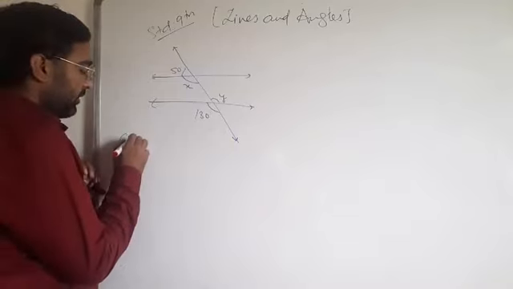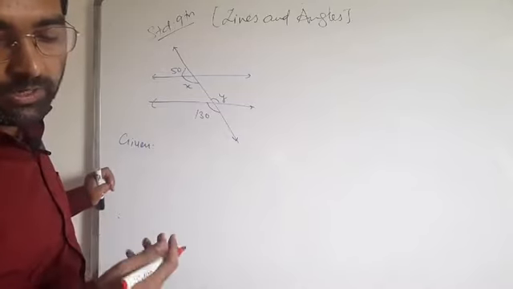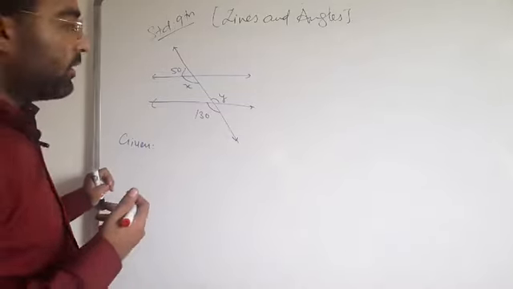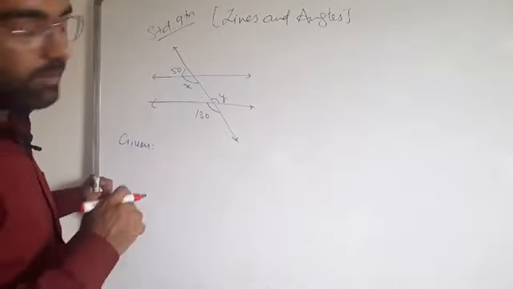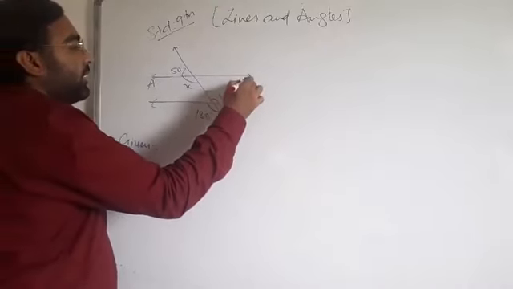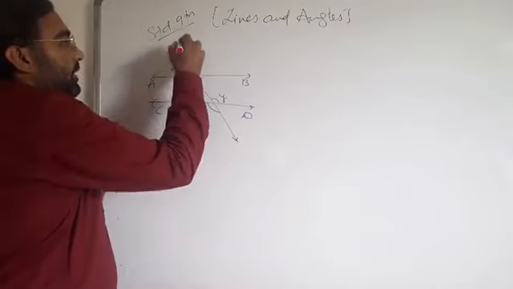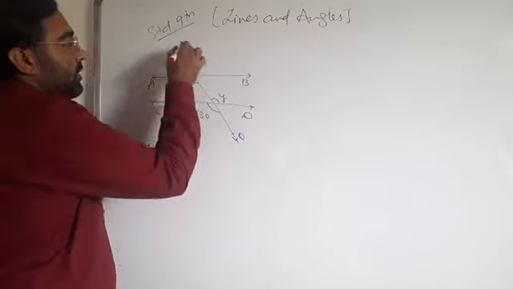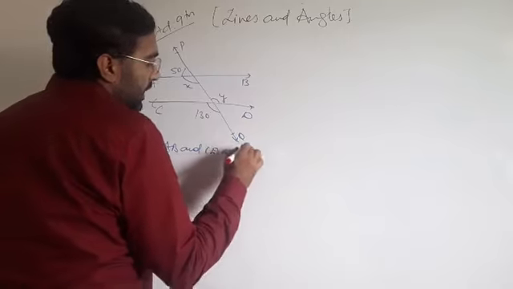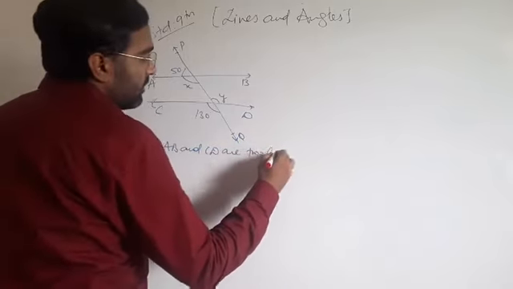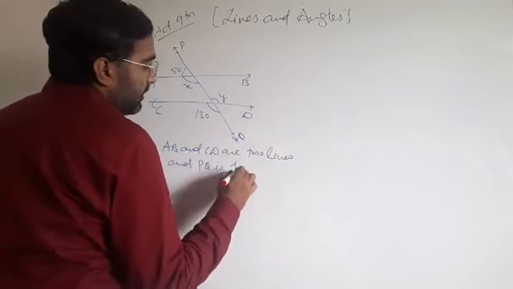In the given, there is no particular information given. So we write that AB and CD are two lines, and PQ is a transversal.